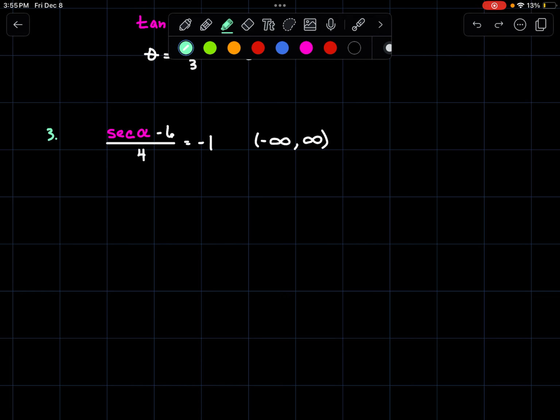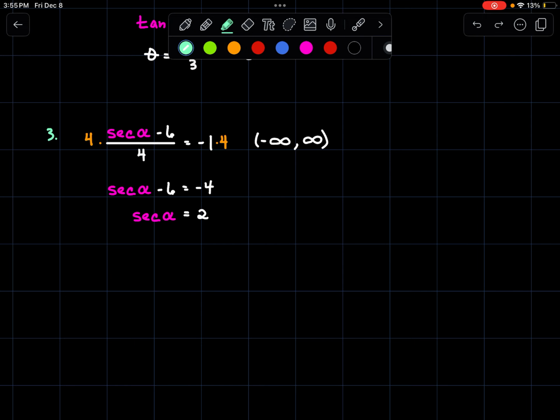Well, I'm sure you're a lot like me. We don't like to deal with fractions, so if we're going to divide everything by 4, why not go ahead and multiply everything by 4? That would cancel out the 4 on the left side and leave us with the secant of alpha minus 6 equal to negative 4. We want to isolate our trig function, so add the 6 over, and that gives us secant is equal to 2.